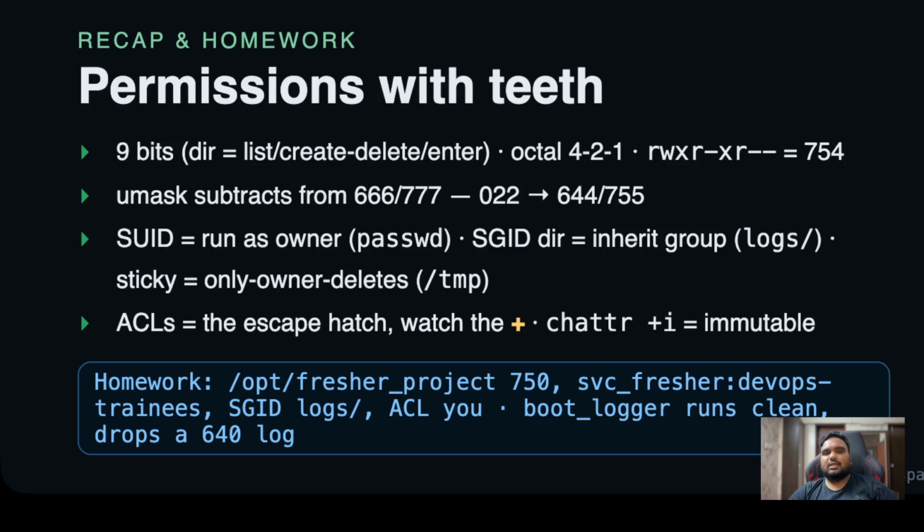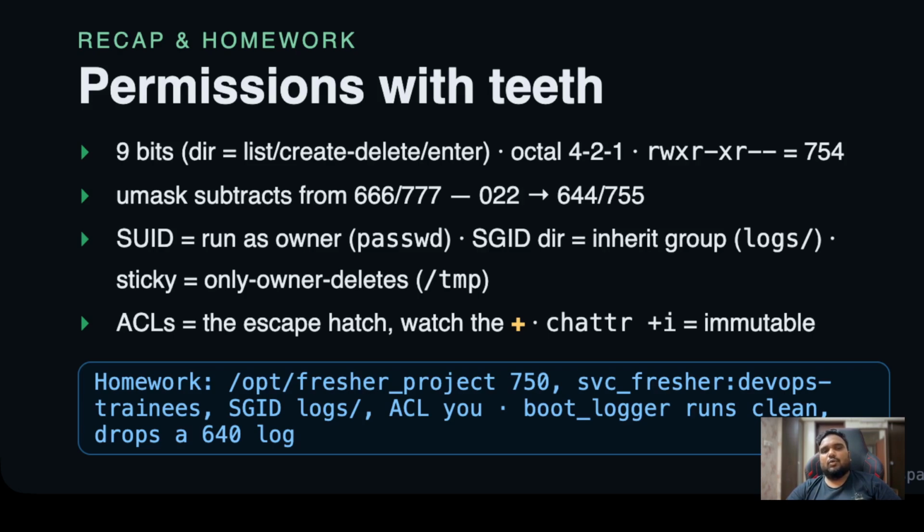Three special bits. SUID runs a program as its owner. That's how passwd writes shadow. SGID on a directory makes new files inherit the directory's group. That's how our logs stay DevOps trainee. And the sticky bit means only the owner can delete, like /tmp. And ACLs are the escape hatch. When one owner and one group aren't enough, watch for the plus in ls -l and you can read it with getfacl.